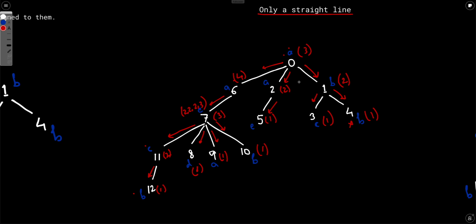Okay, now once we have solved this, we have to solve the original question. Remember, the original question says we can have non-straight line paths as well. So currently we have only considered straight line paths. That's why we have considered only one child, but there can be a path like this, and there can be a path like this. So we have to consider all those things.